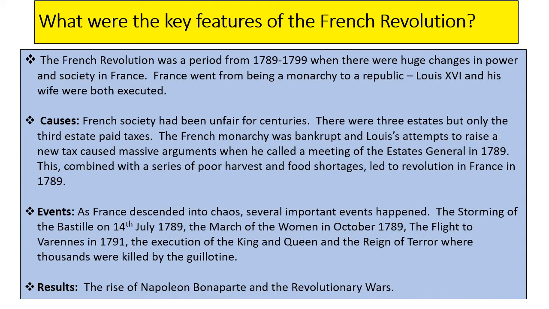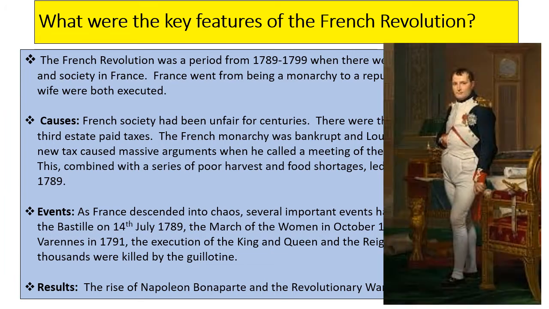The Reign of Terror then comes in, where the guillotine is used to kill loads and loads of people, and other countries begin to declare war on France. And you can see there the results of the French Revolution were the rise of Napoleon Bonaparte. That's another topic you need to revise, and the Revolutionary Wars. So that's a very quick run through the French Revolution, just to remind you of what you need to know. Oh, and there's Napoleon. Very famous picture of Napoleon, which many of you know is also in my classroom.